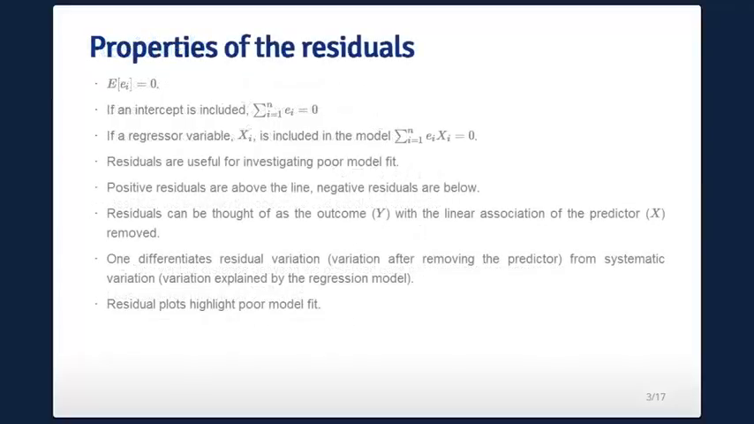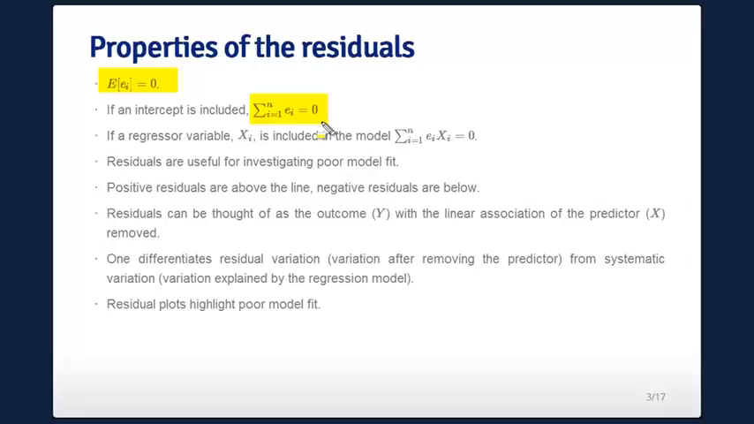So let's talk about a couple things about the residuals. First of all, their expected value is 0. And if an intercept term is included, the sum of the residuals is 0. So that means they can't possibly be independent, right? Because if you know n minus 1 of them, then you know the nth, right? Because they all have to add up to 0.